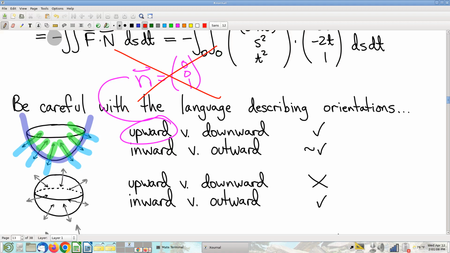It means that the third component's got to be positive. That's it. Right? No comment as to the other components. Everybody see what I'm talking about? Heads up on this, please. This is a very easy mistake to make.